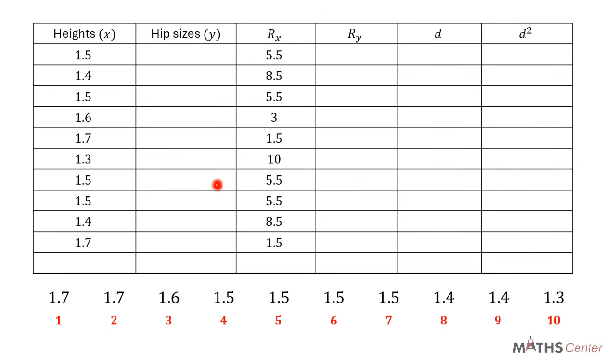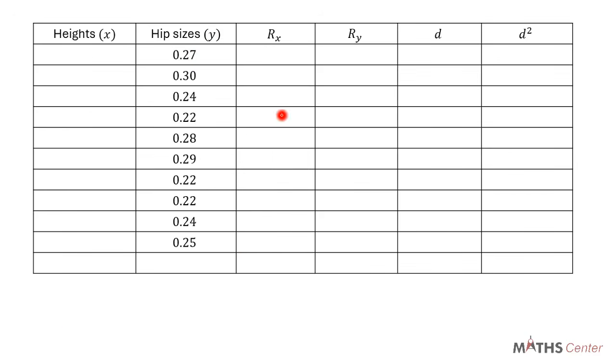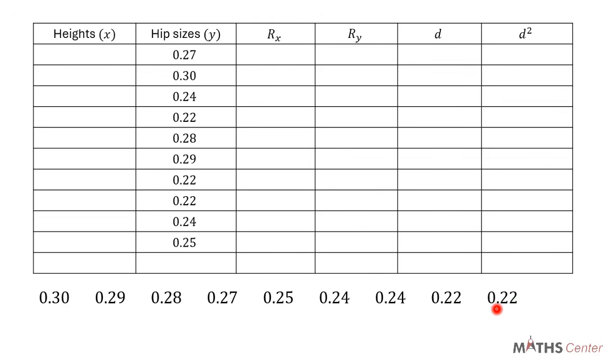Let's rank the y values. Here are the y values. We are going to rank them here. We will list them from highest to lowest. The highest one is 0.30. The one after that is 0.29. The one after that is 0.28. And then 0.27, 0.25, 0.24, another 0.24, 0.22, 0.22, and the last one is 0.22. Then we will assign the ranks to them. This one will be 1, 2, 3, 4, 5, 6, 7, 8, 9, 10.